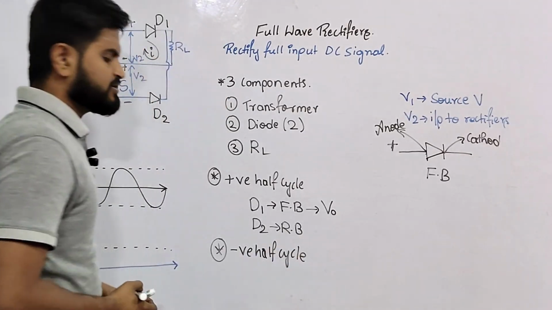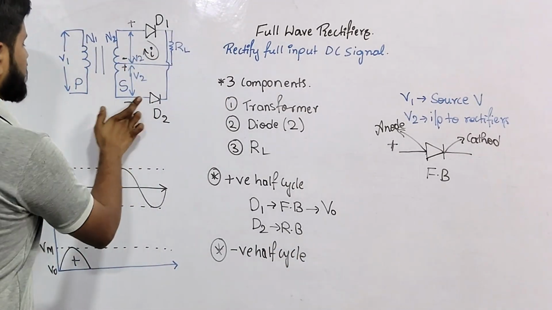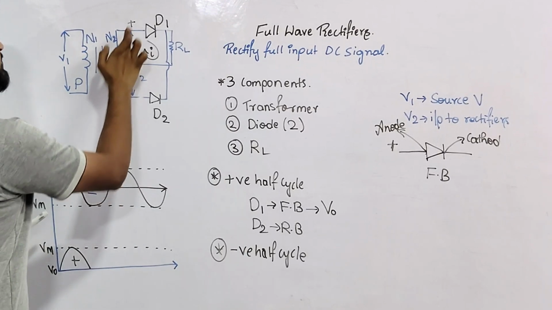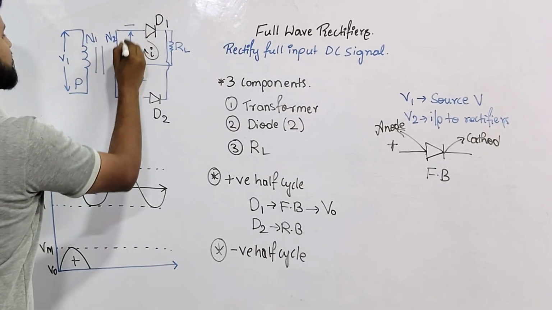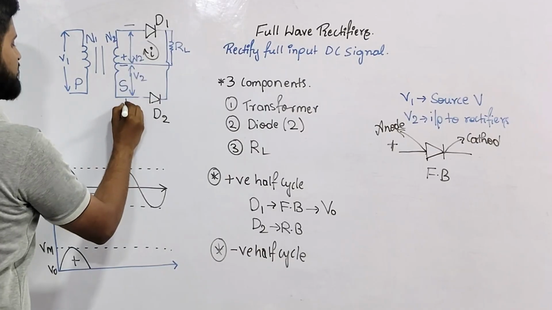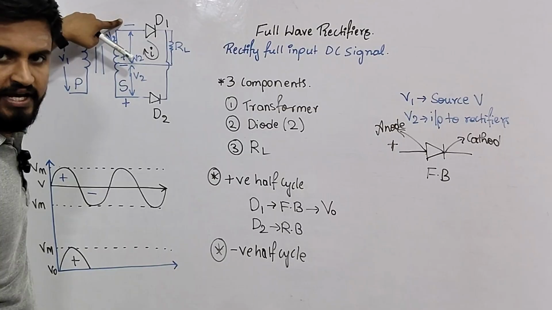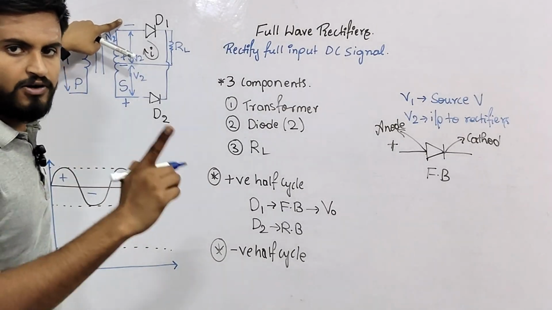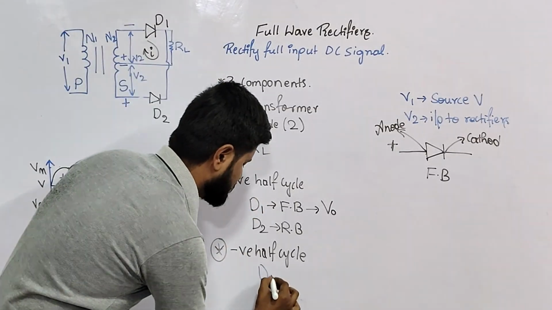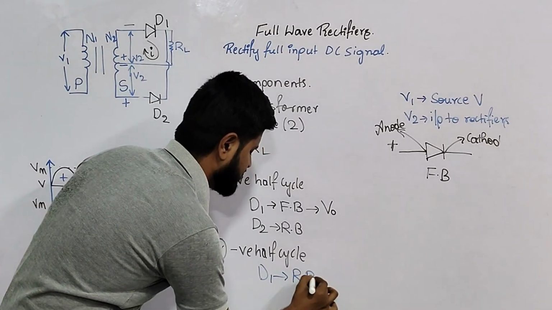So during the negative half cycle, the polarity will change. Plus becomes minus, minus becomes plus. So minus, plus, minus, plus. Now if you see here, diode D1's anode is connected to the negative. It means diode D1 is reverse biased.